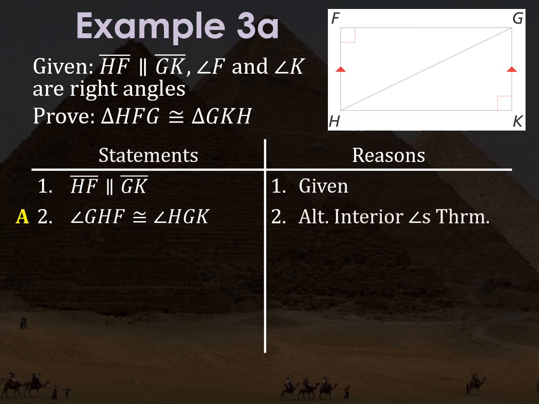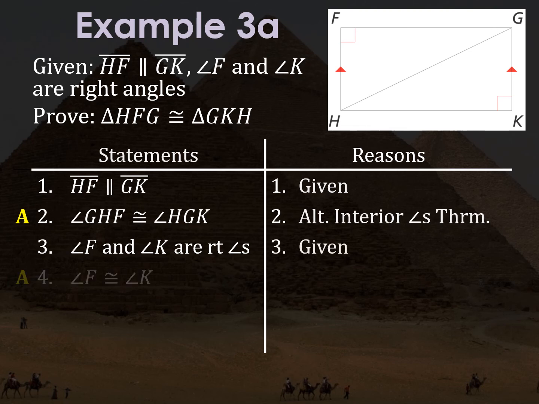So again, let me show you. There is one transversal, there is another, and there's a line going between them. These two angles are congruent. So that's angle GHF and angle HGK. Next, we're given that angles F and K are right angles. Therefore, angles F and K are congruent because of the right angles theorem. All right angles are congruent. So we have two pairs of congruent angles.